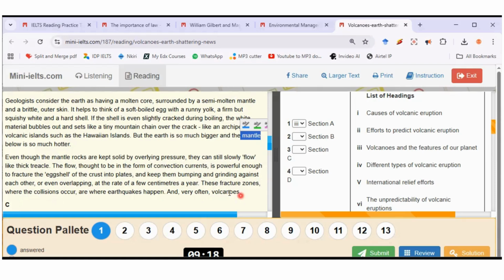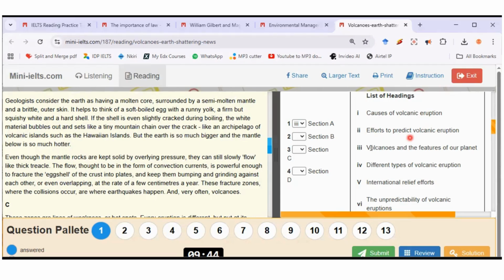Can you see how they ended? Where the volcanoes happen. And the bulk of it is about what? How these volcanoes happen. Okay? So for me, this section B, I think it looks a little bit like causes of volcanic eruption. It's not about efforts to predict. They are not talking about predicting here.